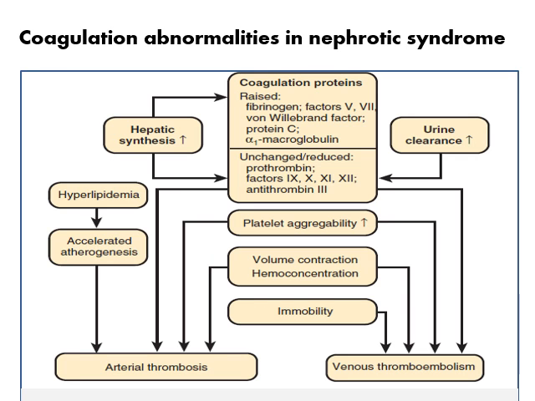Another important complication is the tendency for thrombosis or hypercoagulable state. In this condition, besides loss of natural anti-clotting factors in the urine, like antithrombin 3, protein C, and protein S, there is increased hepatic synthesis of procoagulant or clotting factors like fibrinogen, factor 5, factor 7, and so on. All this leads to increased liability for thrombosis, whether arterial thrombosis or venous thrombosis.